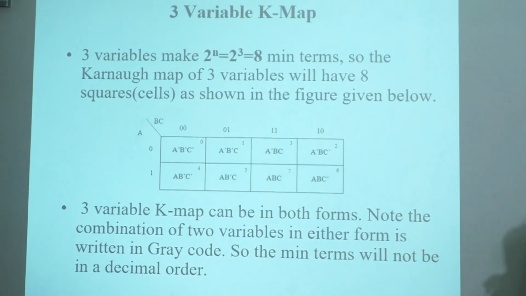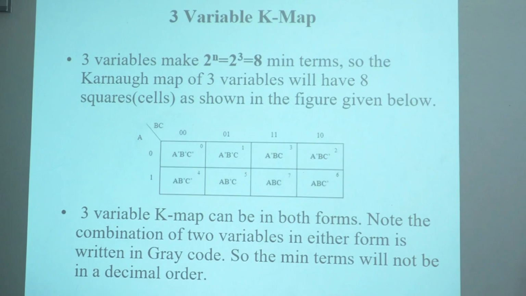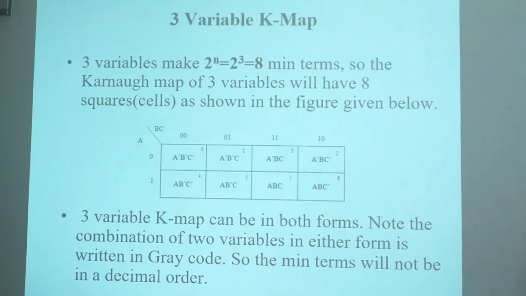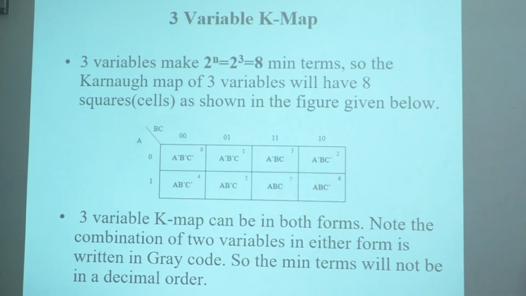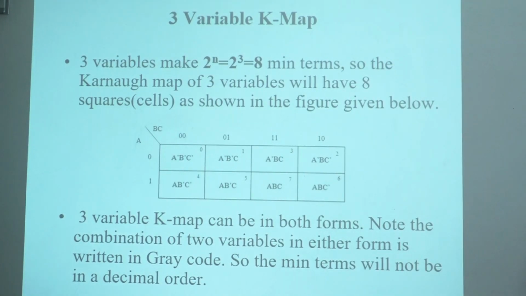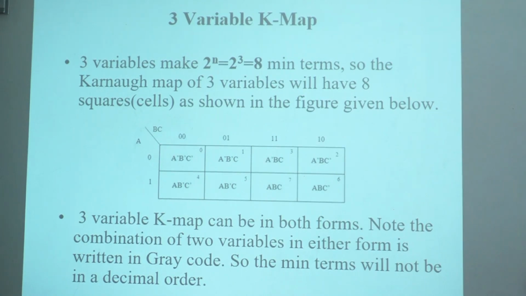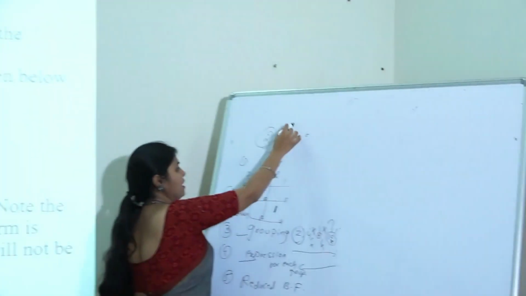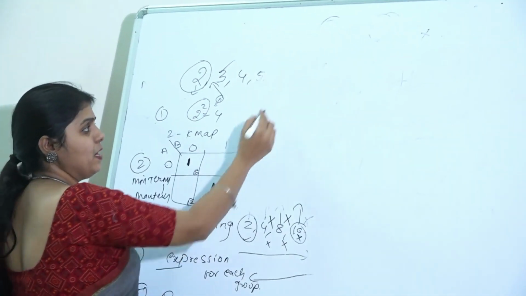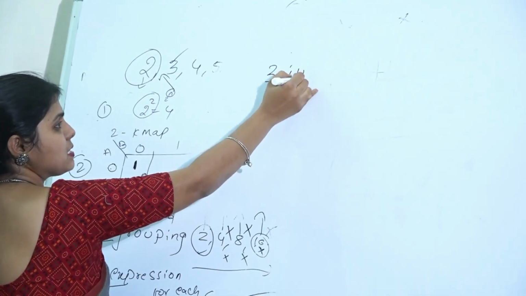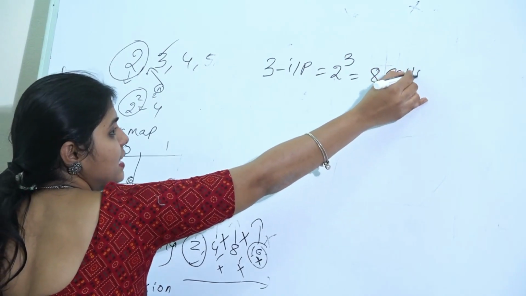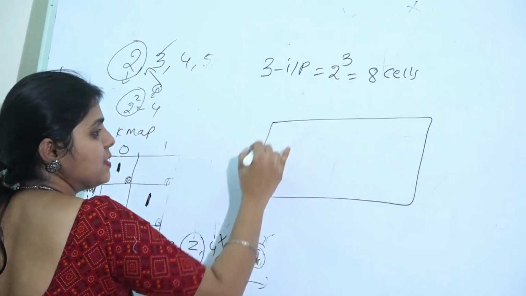Now, when we go for 3 input variables, this is all about 2 input variables. We will try to solve more and more problems in the next session once we are done with the basic concept understanding. Once you understand the concept, guys, we will go for more problems. Now, when you go for 3 input variables, we will have 2 power 3, that is 8 cells. So I'll arrange 8 cells like this.